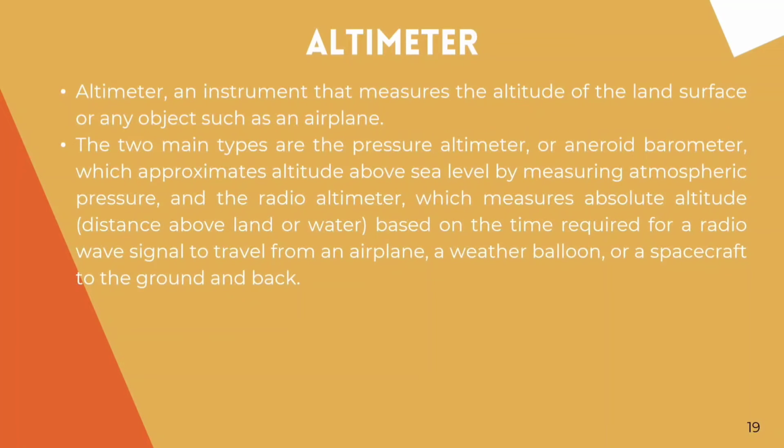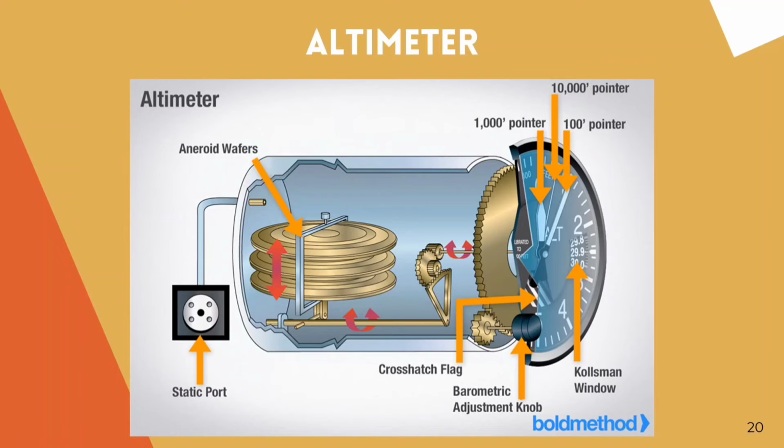The altimeter. An altimeter is an instrument that measures the altitude of the land surface or any other object, as in the airplane. The two main types are the pressure altimeter or aneroid barometer, which approximates altitude above sea level by measuring atmospheric pressure, and the radio altimeter, which measures absolute altitude, the distance above land or water, based on the time required for a radio wave signal to travel from an airplane, a weather balloon or a spacecraft to the ground and back. This is a pictorial representation of the altimeter.